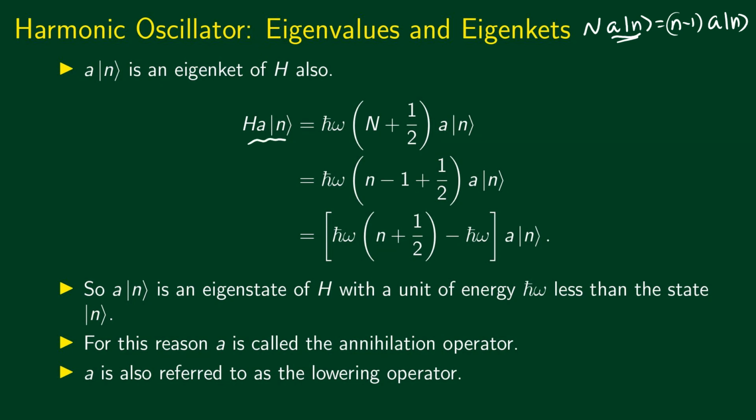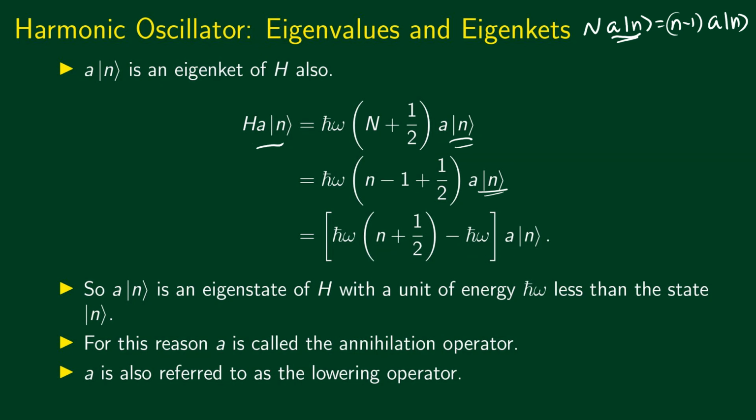We see that H acting on a ket n can be written as h bar omega times n plus half acting on a ket n, because this was the expression for the Hamiltonian. Now we know that a ket n is an eigenket of the operator n with the eigenvalue n minus 1. So we can replace this operator by the corresponding eigenvalue, which is n minus 1. So this becomes h bar omega times n minus 1 plus half, times a ket n. We can rearrange this a little bit and write this as h bar omega times n plus half, minus h bar omega, multiplying a ket n.